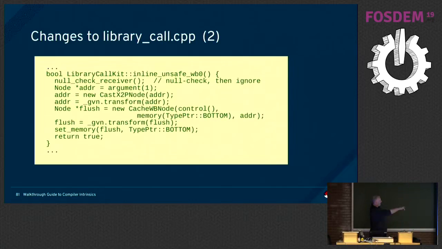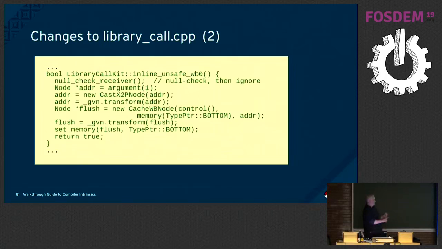So we pass it into a new cast node, which now has type void star. It's a pointer node. And that we then use the GVN transform call to add it into the graph, so that's now linked into the graph. Then we create a new node that I've added called cache writeback node, and it takes 3 arguments, and we create that and add it into the graph.